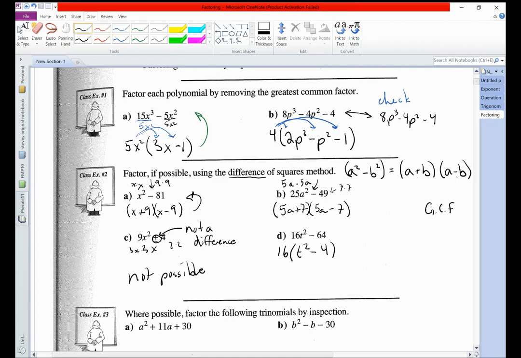Now, I can ask myself, is t squared a perfect square? Yep. Is it a difference? Yes. Is 4 a perfect square? Yes. So now I can split that into 16 times t squared, which is t times t, and 4 is 2 times 2. One's an addition, one's a subtraction, and that's your final answer.